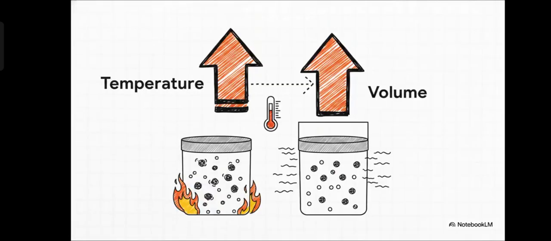Next up, we have Charles's law, which explores the relationship between temperature and volume. If you heat a gas up, you are giving those particles more kinetic energy. They move faster, and they hit the walls harder. If you want to keep the pressure from spiking, you have to give them more room to fly around. Therefore, as temperature goes up, volume must go up directly.